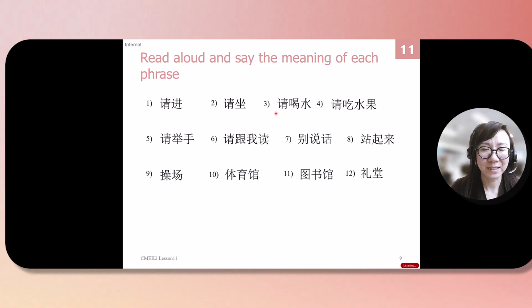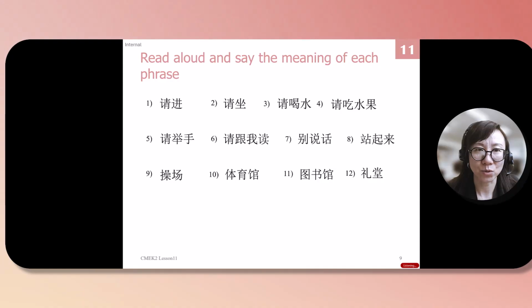第三，请喝水。Now we didn't see this in our lesson. Can you figure out what it means in English? Yes, that is, please drink water. 第四，请吃水果。And what does this mean? And this means, please eat fruits.